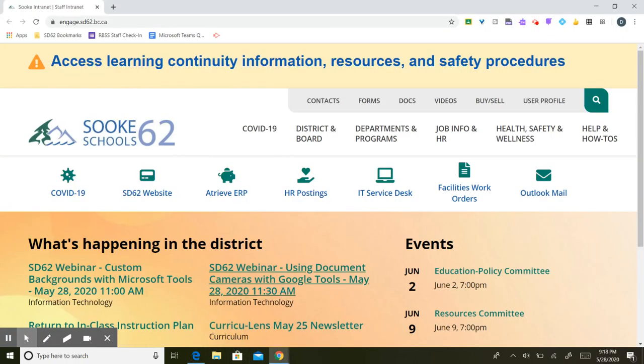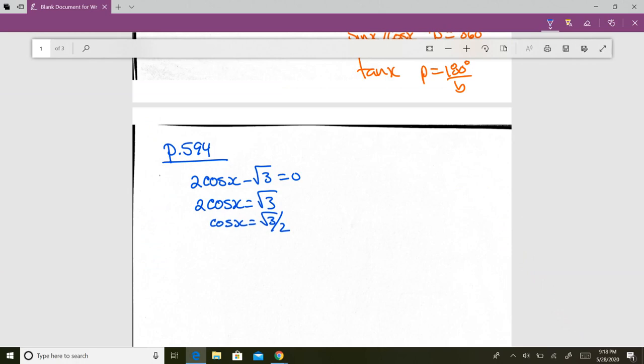All right, cosine is positive. What quadrant are we in? Well, cosine is positive in the first quadrant because everything is positive in the first quadrant. And it's add sugar to coffee, or all students take calculus. Coffee is in the fourth quadrant, so we are positive there. So we're in the first and the fourth quadrant.